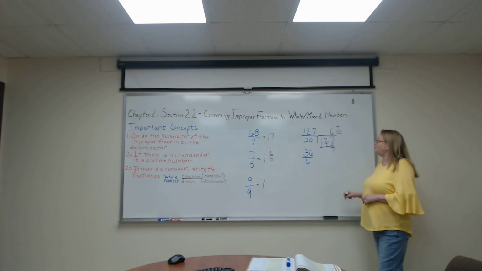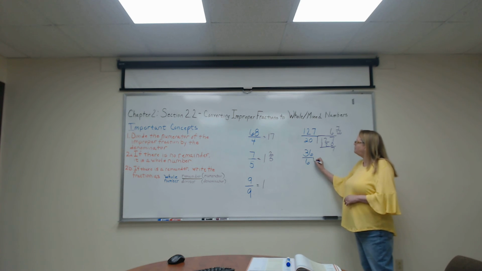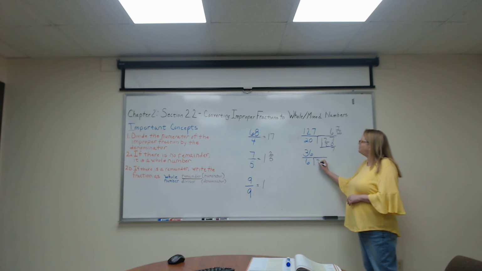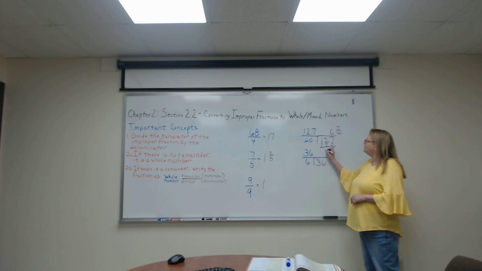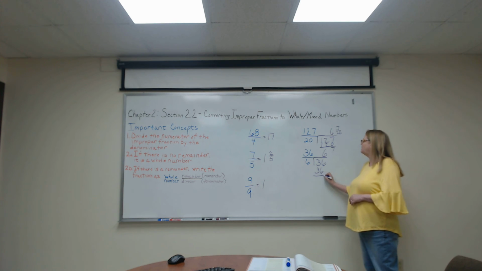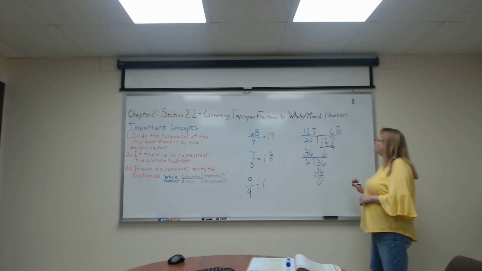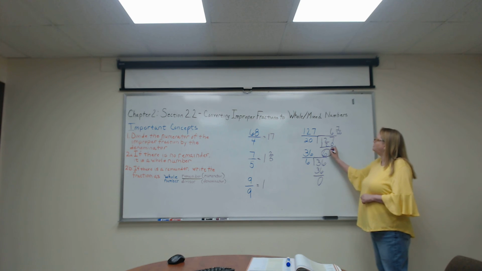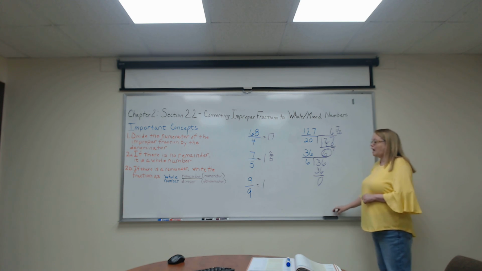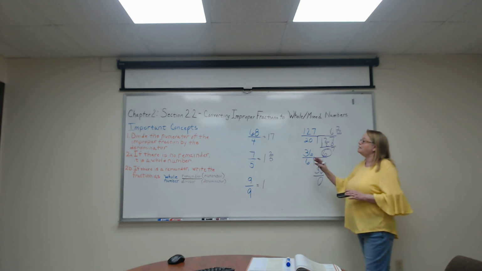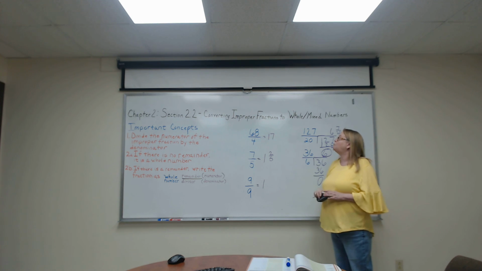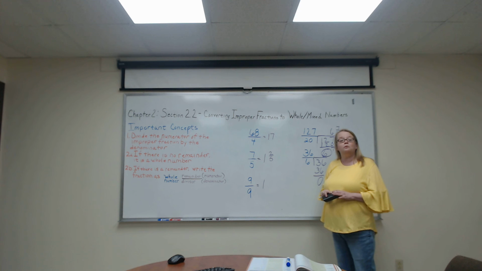Then finally, we have our very last one. We have 6 goes into 36. 6 times 6 is 36. No remainder. So for this problem, our answer is 6. And that is how you convert improper fractions to whole or mixed numbers.